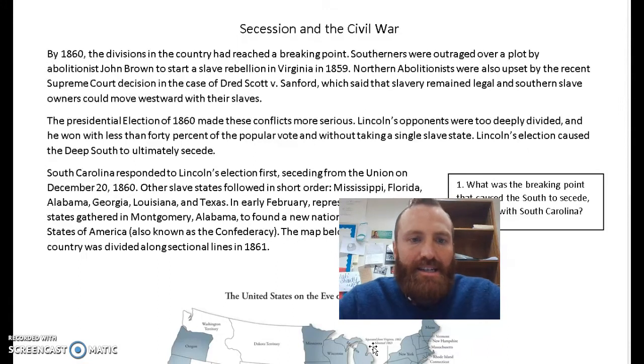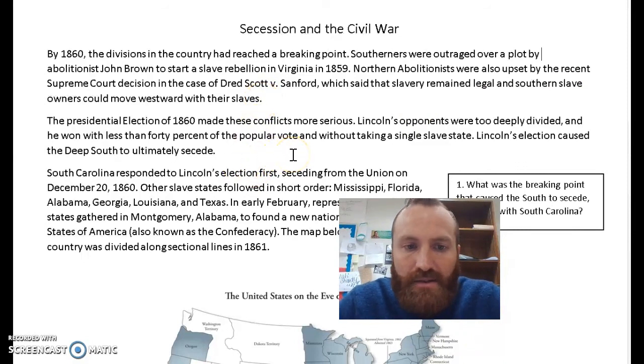By 1860, the divisions in the country had reached a breaking point. Southerners were outraged over a plot by abolitionist John Brown to start a slave rebellion in Virginia in 1859. Northern abolitionists were also upset by the recent Supreme Court decision in the case of Dred Scott versus Sanford, which said that slavery remained legal and Southern slave owners could move westward with their slaves.